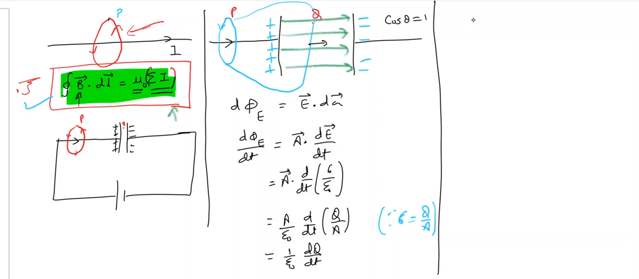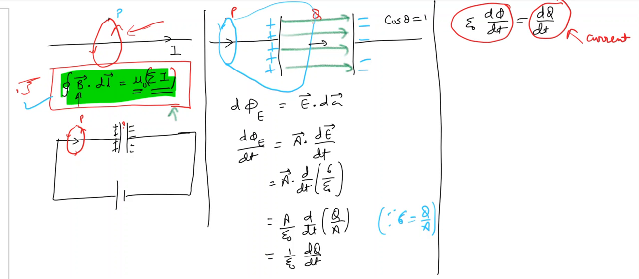So essentially, epsilon 0 d phi by dt is dq by dt. Now, though there is no actual flow of charge, this term is behaving as if it is current. Look at the dimensions of dq by dt, it is current. But this current is not due to any physical motion of any particle, and hence this term is regarded as displacement current.